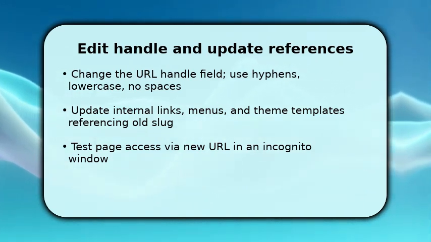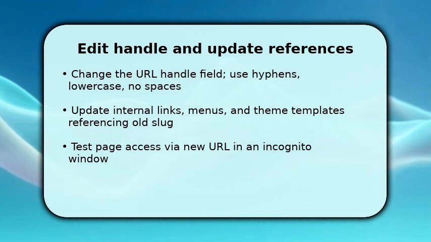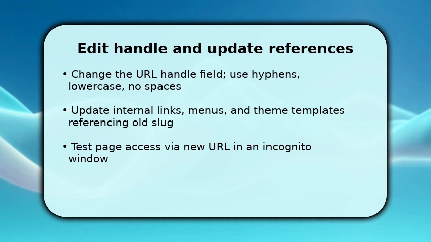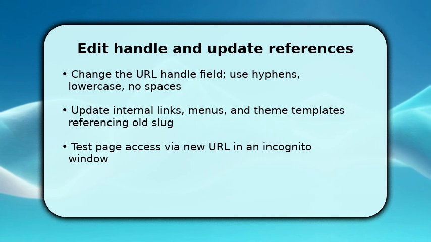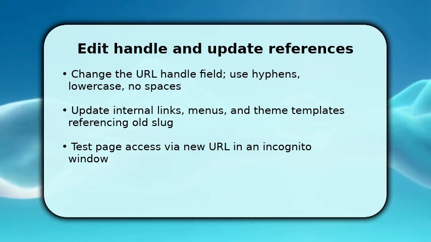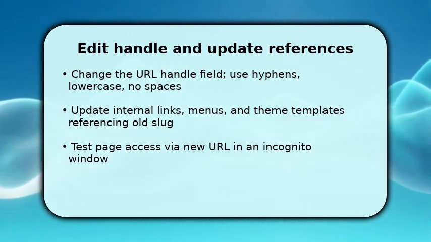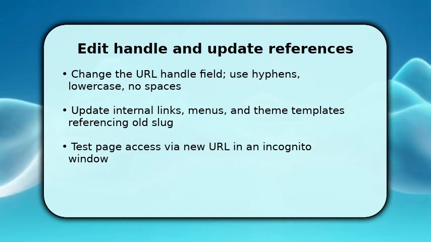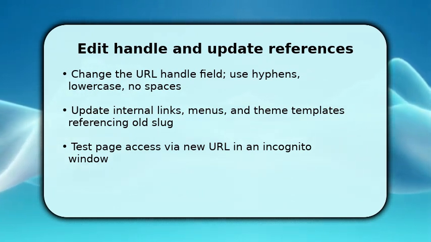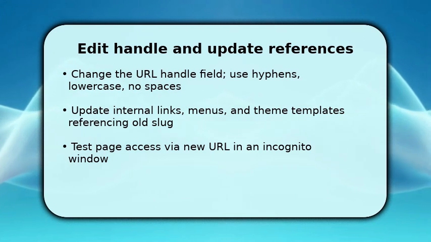After saving, search your theme menus, navigation, and any hard-coded links in theme files or apps for the old slug and replace them. Once updated, open an incognito window and load the new URL to confirm the page resolves. This catches caching or propagation issues quickly. If you use apps that generate links, update their settings too.